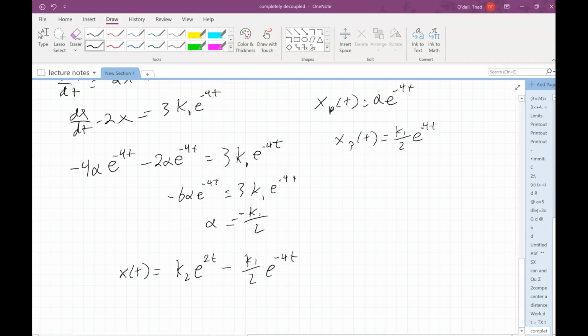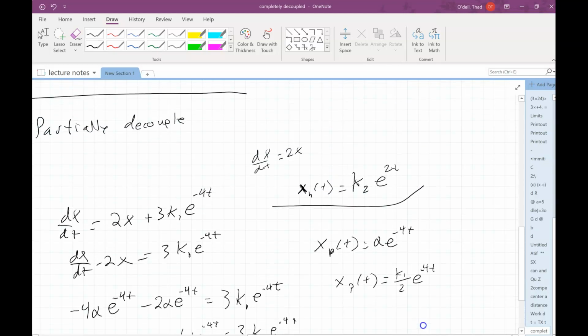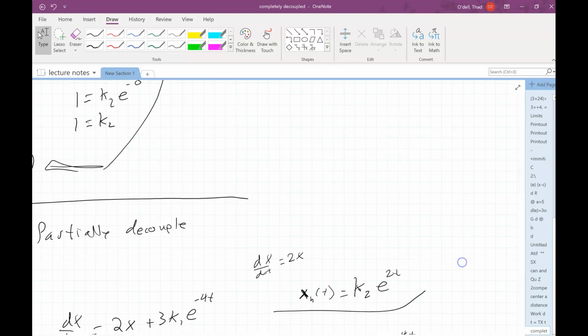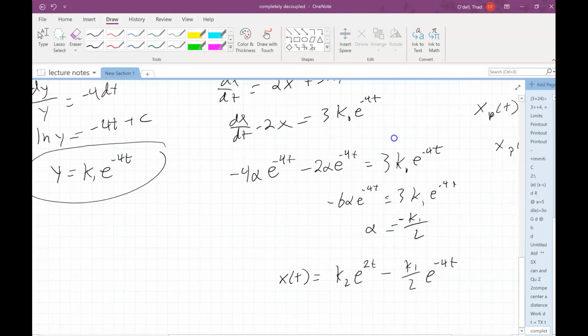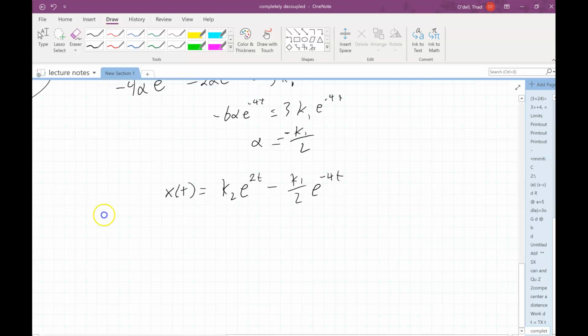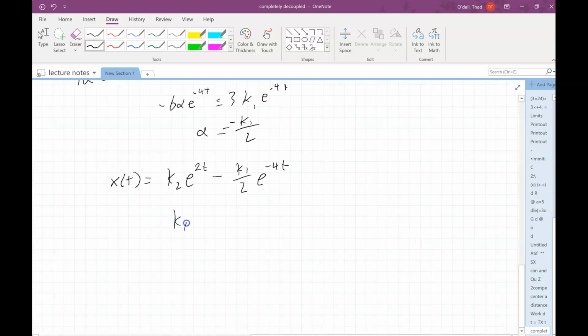Remember, the solution to a system of differential equations is an x and a y function. That's my x function, and my y function was way up here somewhere. Oh, right there: k sub 1 times e to the negative 4t. And that was my y. Good. Awesome. So that would be my solution.